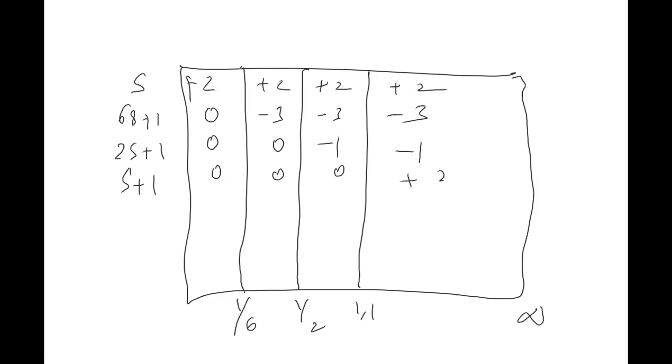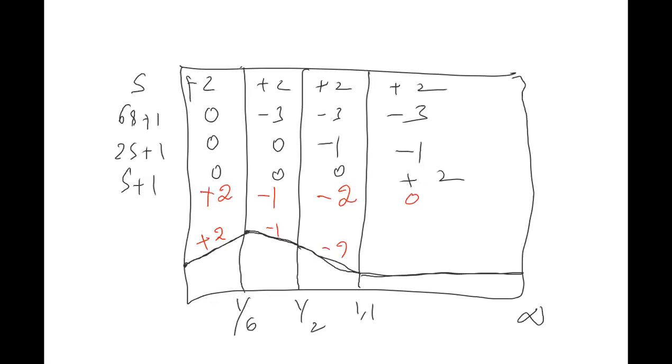So what are the overall slopes? Plus 2, minus 1, minus 2, 0. So this will be plus 2, minus 1, minus 2, 0. So the starting value is 1.